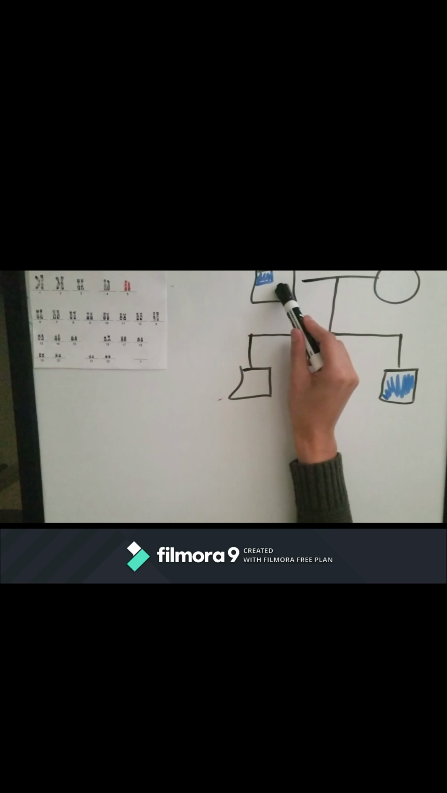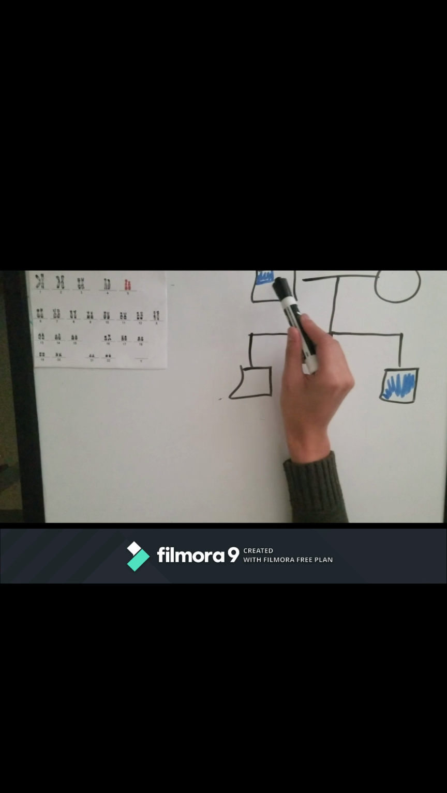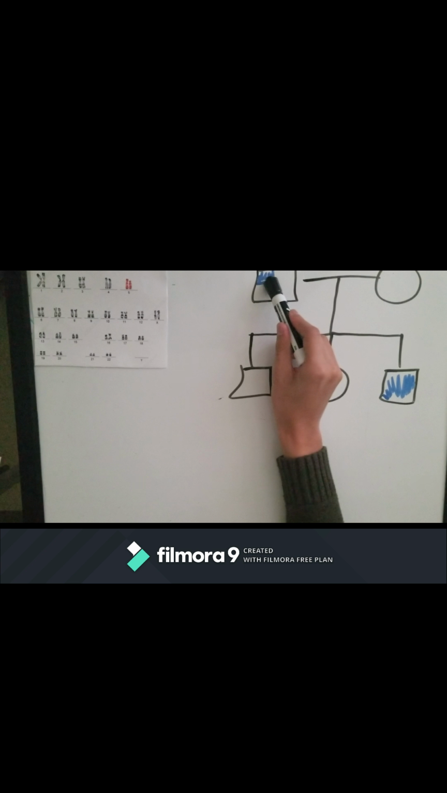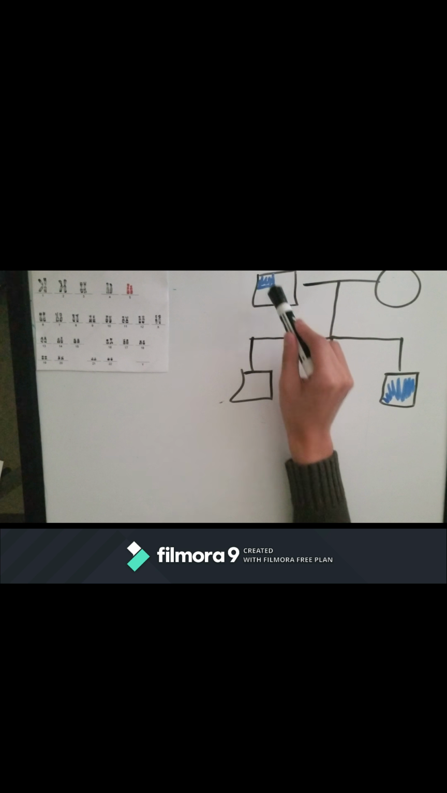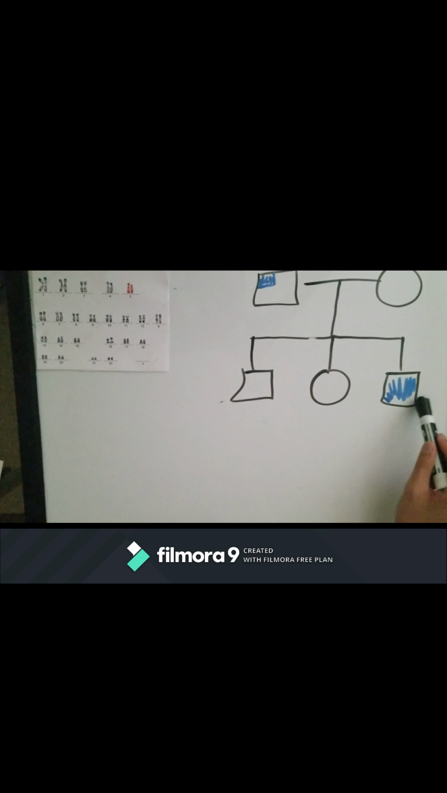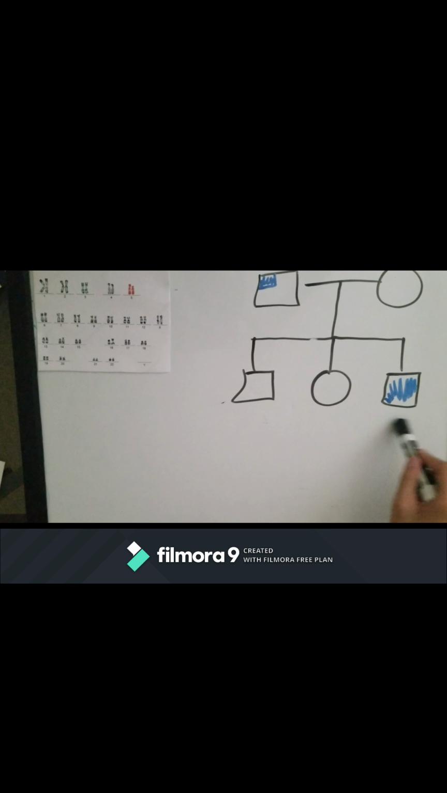Having a balanced translocation does not affect the person with the translocation, but can increase the risk of an unbalanced translocation when passing genetic information to the next generation. As you can see here, the father has a balanced translocation, and so the son got the unbalanced translocation.